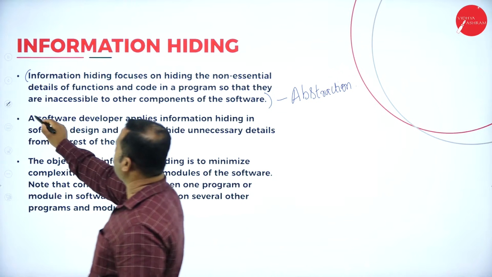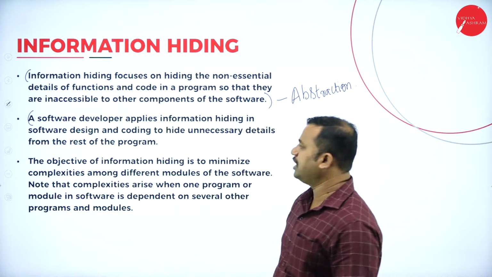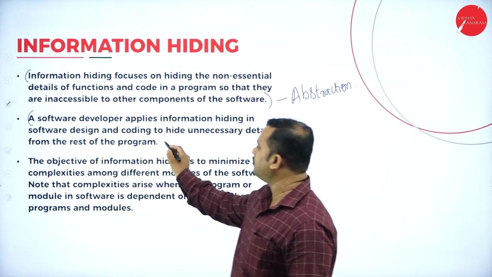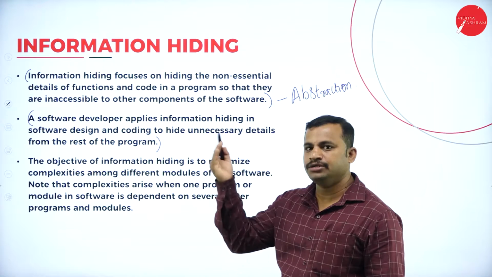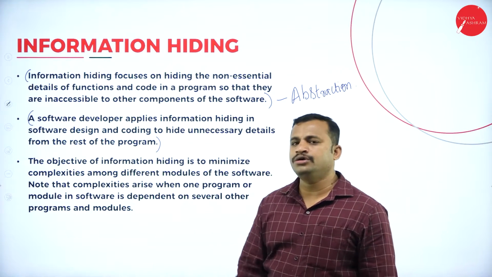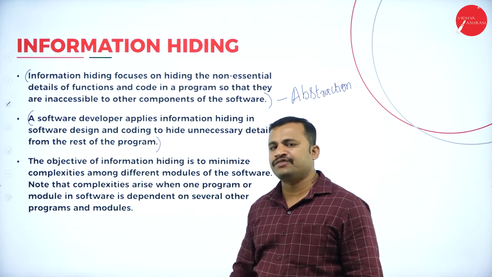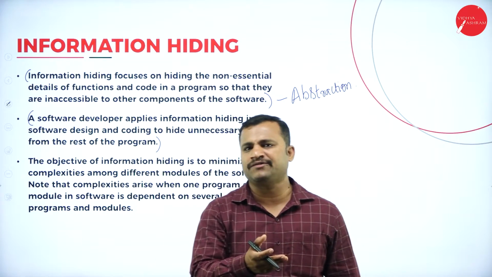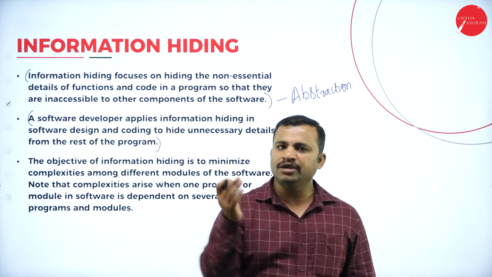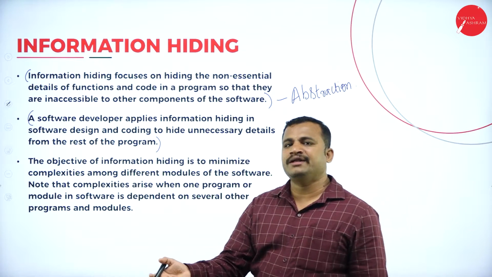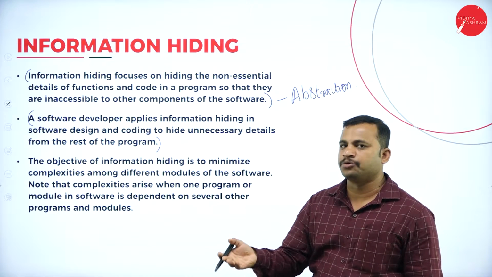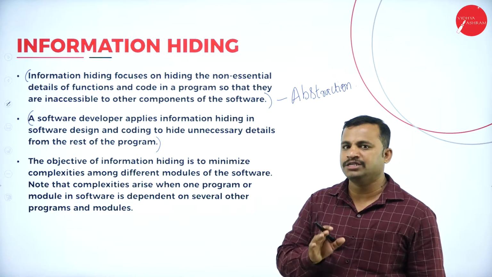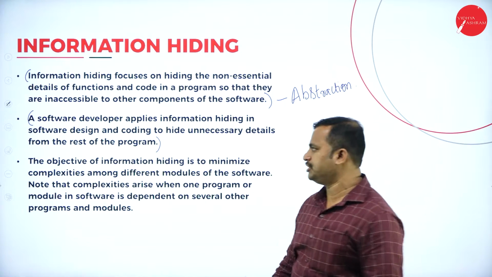A software developer applies information hiding in software design and coding to hide unnecessary details from the rest of the program, that is, from the user. Because we do not want to give the complete details of the program description to the user or to a client, because it is not at all necessary for him. He does not want to think over the complicated information which is defined in the programs. He just wants to use that program. That is why we give only the relevant information to him.